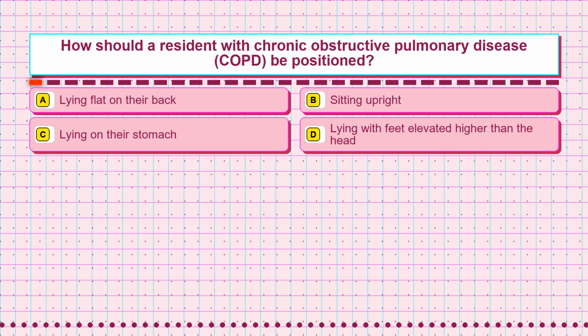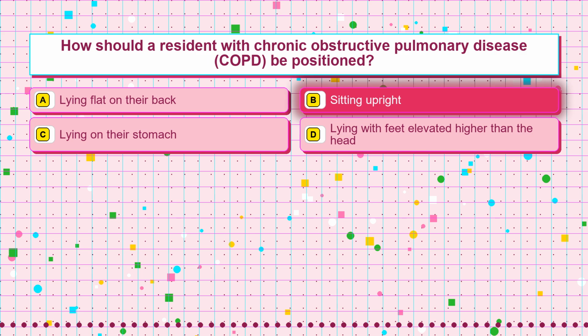Question 68. How should a resident with chronic obstructive pulmonary disease, COPD, be positioned? Option A, lying flat on their back. Option B, sitting upright. Option C, lying on their stomach. Option D, lying with feet elevated higher than the head.